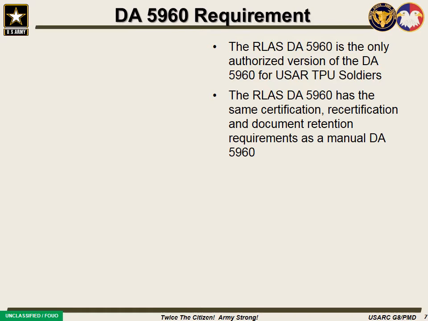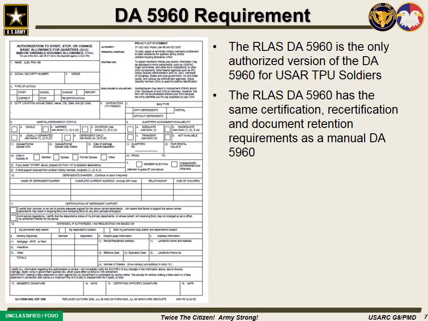Soldiers must certify their dependency status every 3 years on a DA Form 5960 in RLAS. Soldiers with secondary dependents, such as dependent parents or college students over the age of 21, must recertify annually. If the DA Form 5960 certification date is 3 years old or greater, RLAS will not allow you to process pay in any of the RLAS modules.